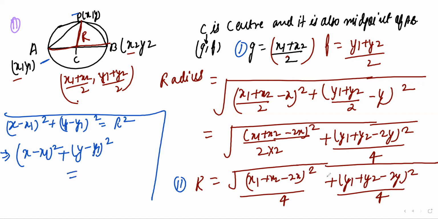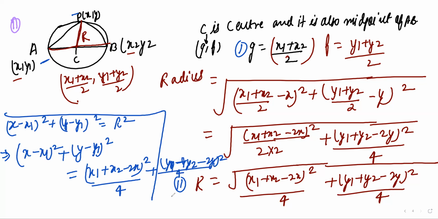So after expanding these two quantities, it will be (x1 + x2 - 2x) whole square upon 4, right? Plus (y1 + y2 - 2y) whole square upon 4, right? Now solve this one, then you will get the answer. So write first up to this point.